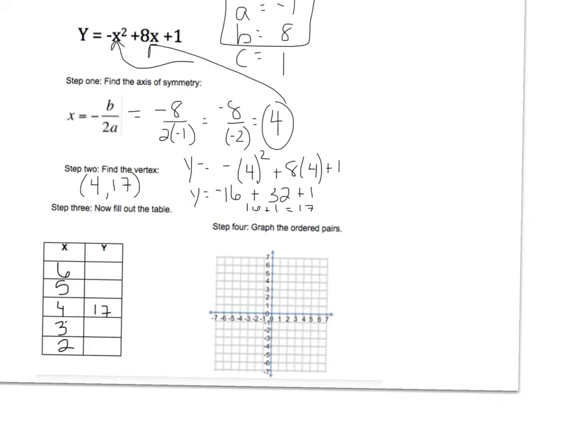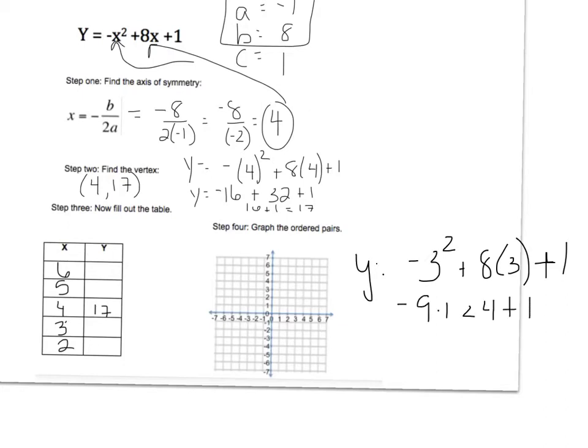So we're gonna go back and I'm just gonna write in y equals -3 squared plus 8 times 3 plus 1. Because our original x value wasn't negative, we're going to make it negative later. So 3 squared is 9, so we're going to have -9 plus 24 plus 1. So -9 plus 24 is 15, plus 1 is 16.